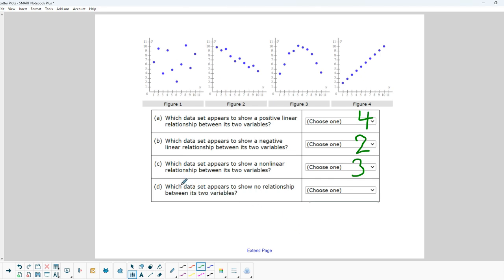How about the fourth choice? Which data set appears to show no relationship? Well, that would be the best description for figure 1.